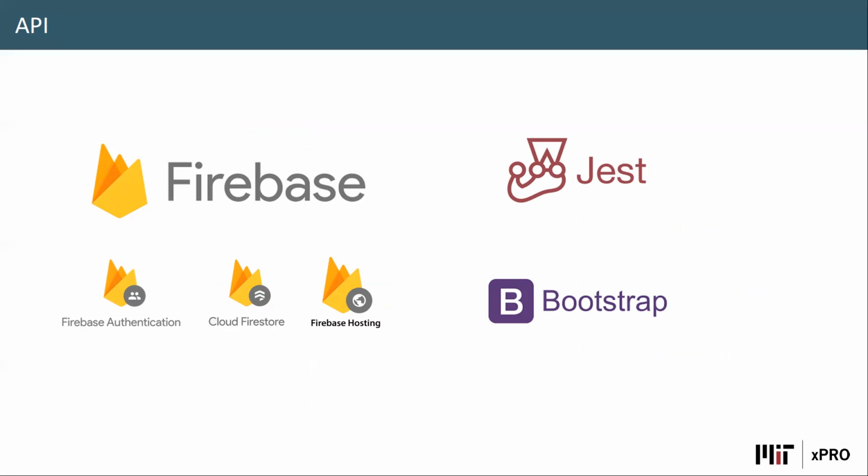Okay, and finally, I will show you the APIs that I'm using. I'm using, of course, Firebase authentication for managing users. I'm using Cloud Firestore for the database, and I'm using Firebase hosting to host the front end of the application. Also, I'm using Jest for testing the application, and Bootstrap because it offers nice components which help you to develop your application faster and easier.